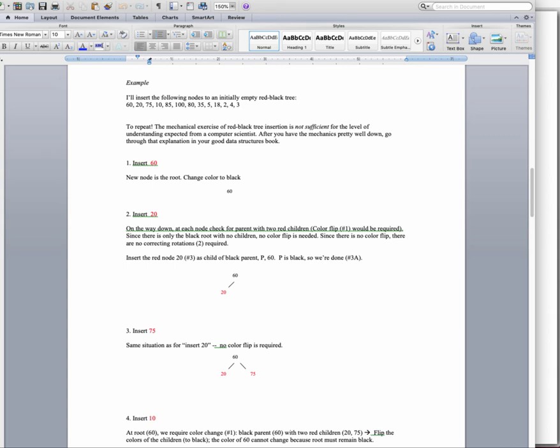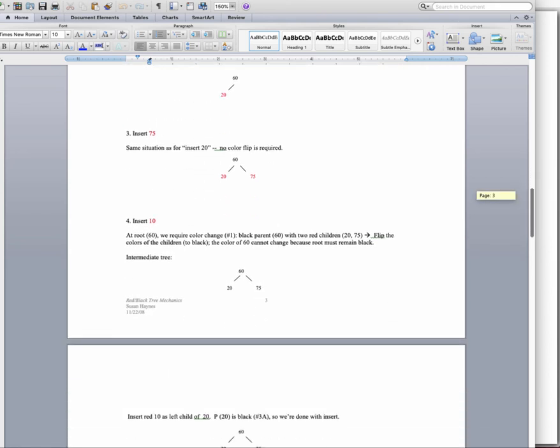Okay, we're going to insert a 20. Remember, new nodes are always red, except for the root node. So I come over here, I look at 60, I insert a 20, it goes down there, it's a red. I insert a 75, I come over here to the right. And notice here that I now have a black with 2 reds, but I'm not going to do anything about that until I go ahead to the next insertion.